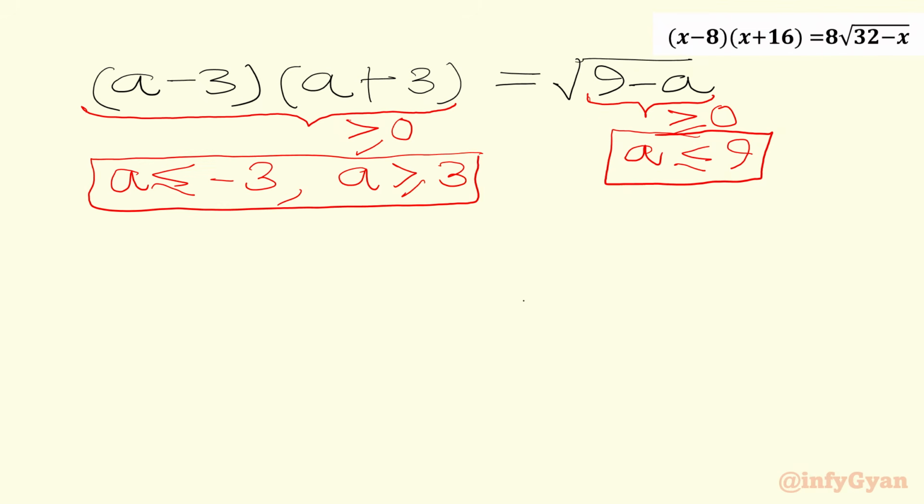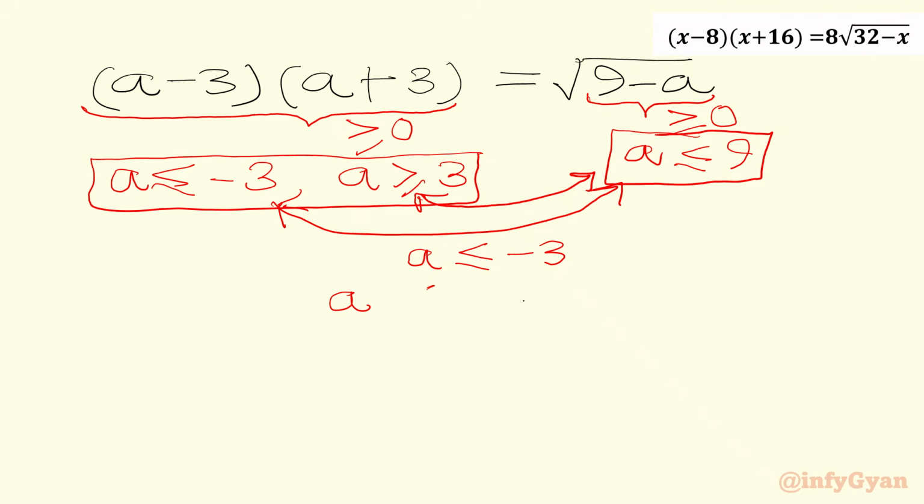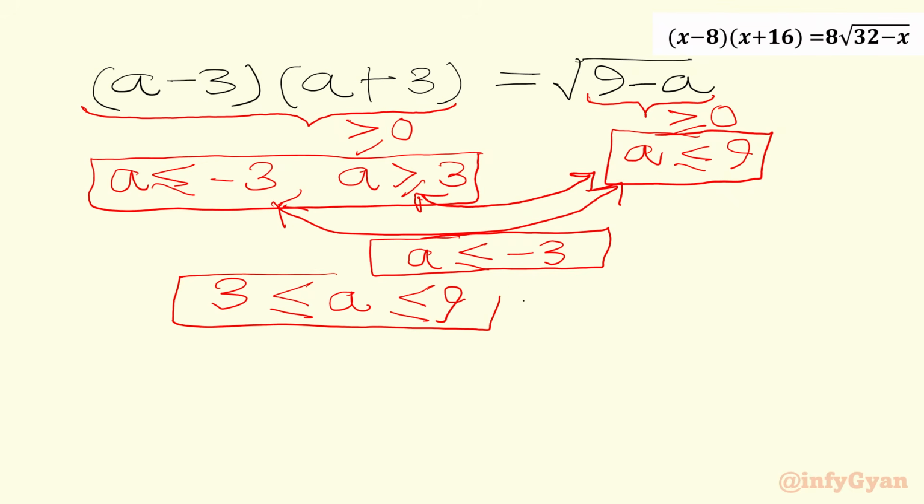Now we will take intersection of these conditions. So from this intersection, we will get a should be less than or equal to minus 3, and the second condition would be a should be in the interval 3 to 9. So if a is less than or equal to minus 3, or if a is in the interval 3 to 9, then only we are going to get real values of x.